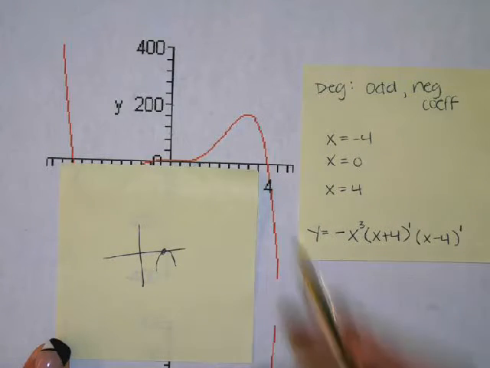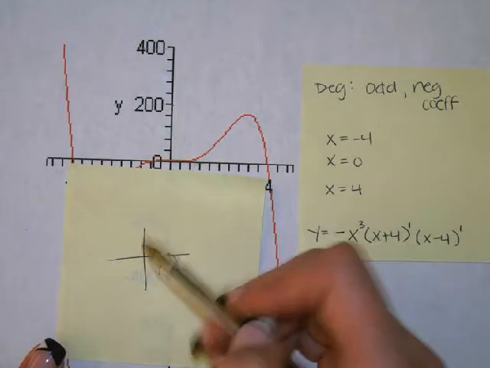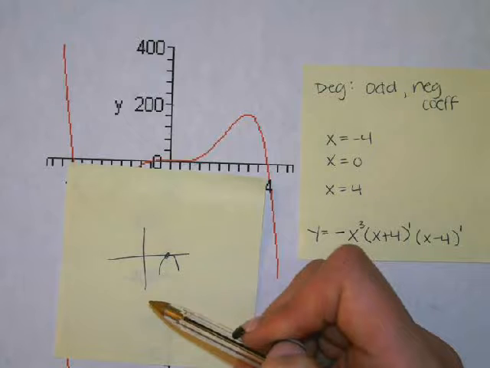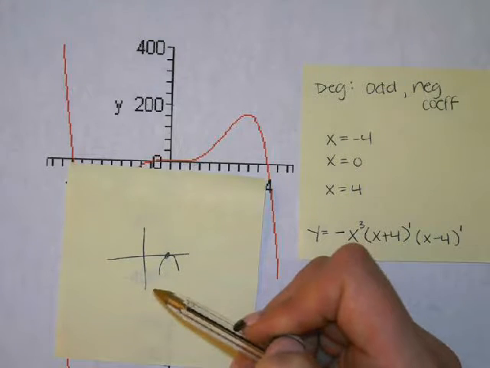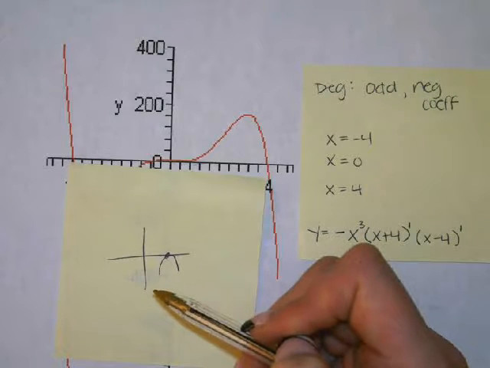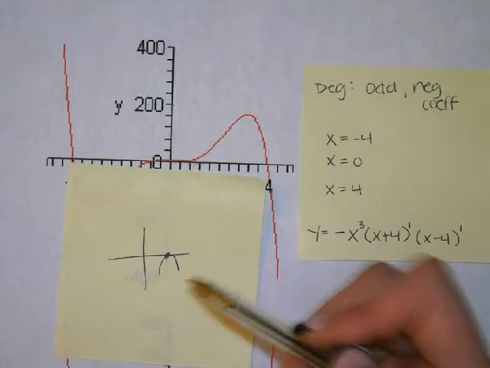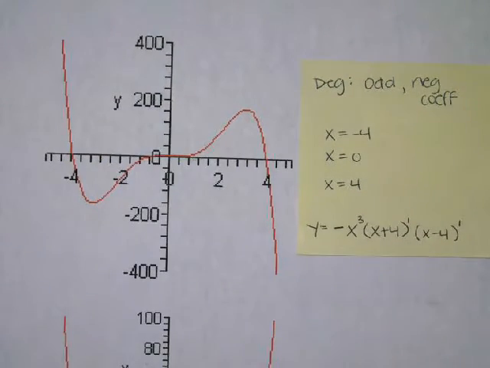A multiplicity of 11 would look like an S curve. A multiplicity of 1 looks like a straight line. A multiplicity of 2, 4, 6, 8, 10, 12, all those are going to look like parabolas. And then a multiplicity of 3, 5, 7, 11, 13, 15, those are all going to be the S curves. All right, so let's try the next one.